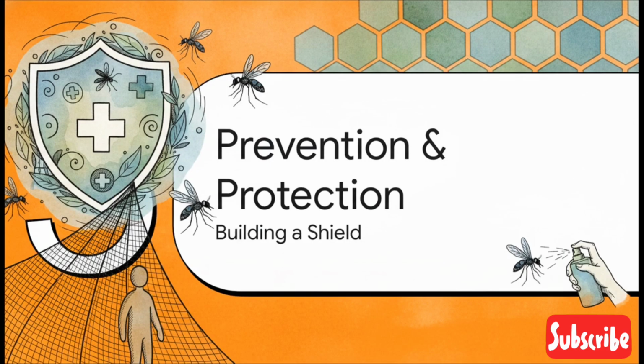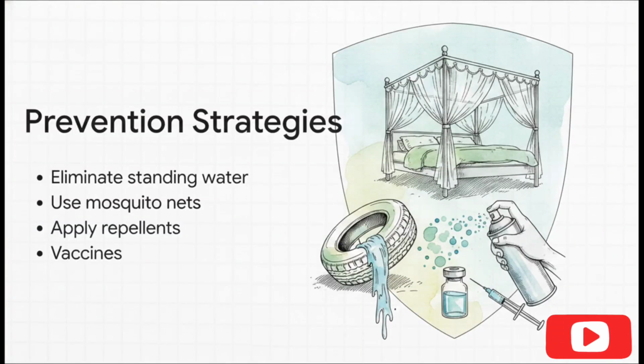Finally, we reach Section 5, Prevention and Protection. Because the Aedes mosquito breeds so easily in urban environments, eliminating standing water in pots, old tires, and gutters is far and away our number one defense. It just cuts off their life cycle entirely.